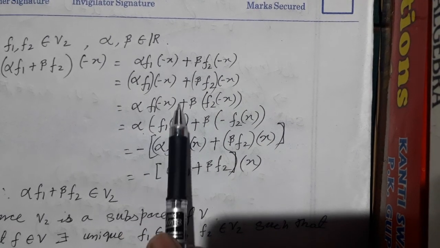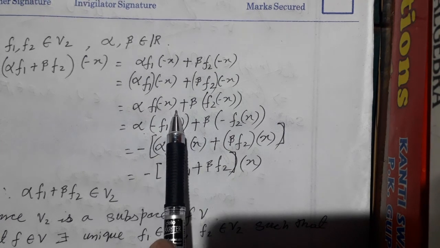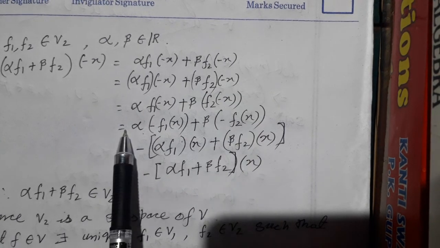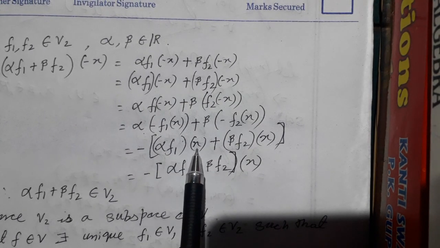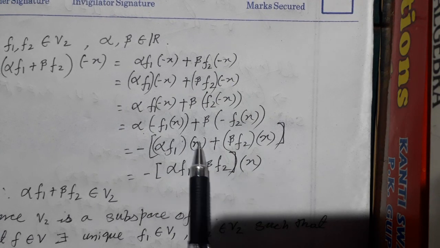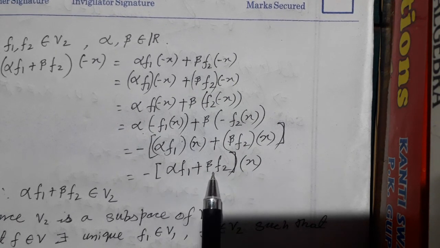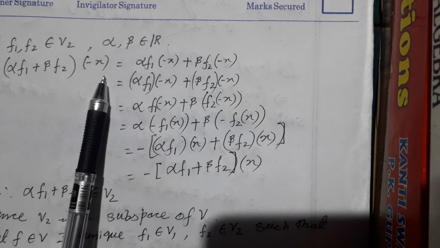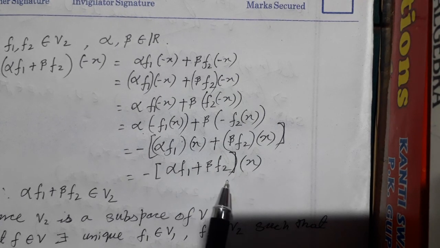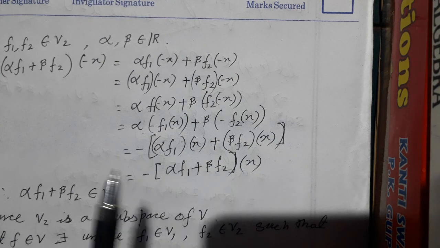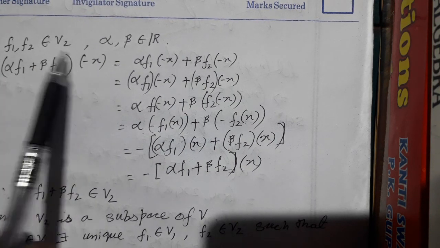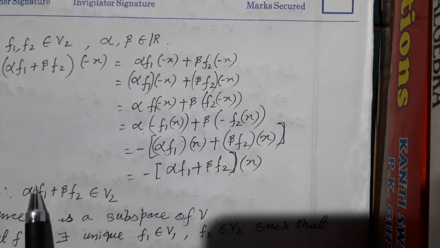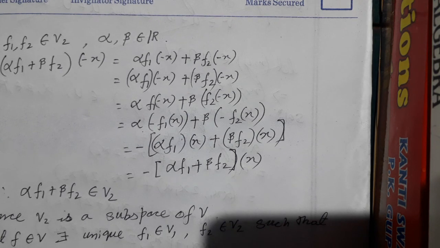Since f1 is an odd function, f1 of minus x will be equal to minus f1 of x. In the same way, f2 is also an odd function, so f2 of minus x will be equal to minus f2 of x. From here, I can take minus common, so I get minus of alpha f1 applied on x plus beta f2 applied on x. x I can take out, so we get minus alpha f1 plus beta f2 applied on x. So I took alpha f1 plus beta f2 applied on minus x and got minus of alpha f1 plus beta f2 applied on x. This shows that this linear combination function is an odd function, so it belongs to V2. Hence V2 is a subspace of V.